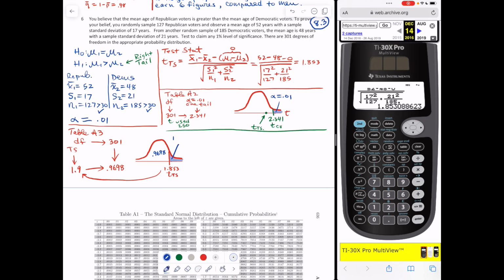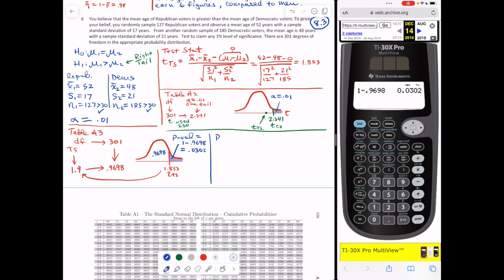So the p-value will be 1 minus 0.9698. I don't know what that is, so 1 minus 0.9698. That did not work. So it's 0.0302. Okay, and that's bigger than 1%. The alpha was 1%.